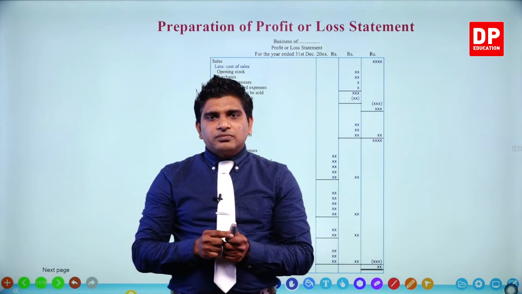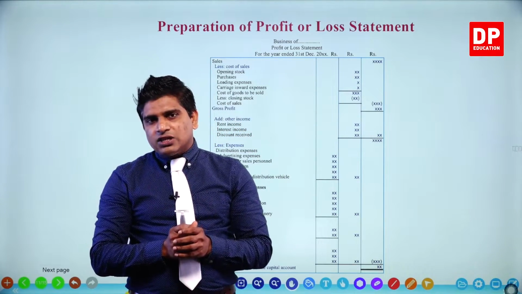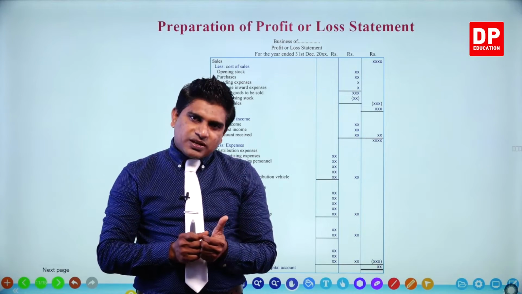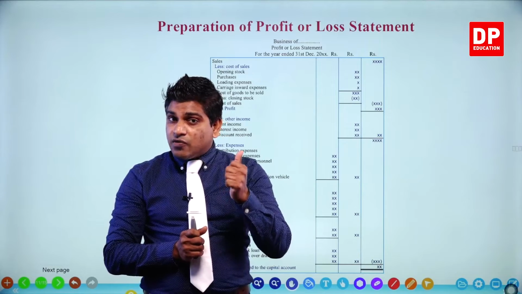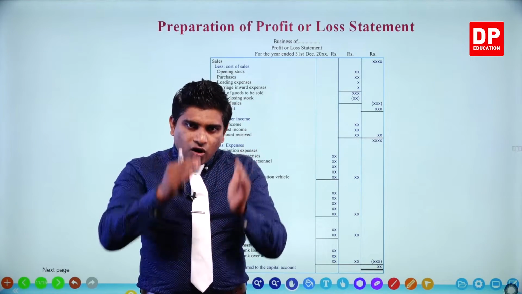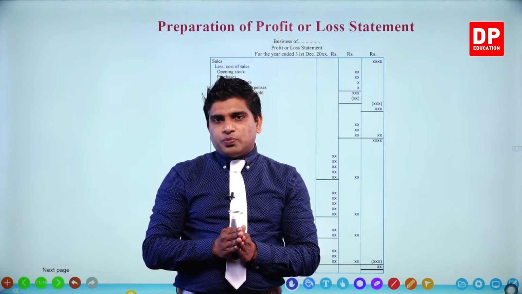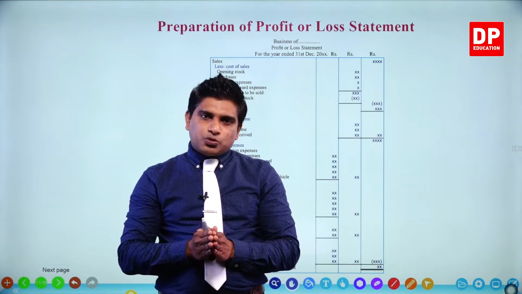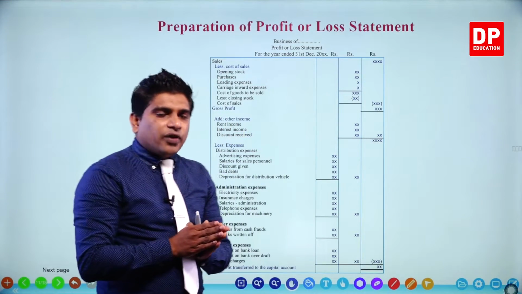But here, all the expenses we can classify into 4 main categories. One is distributing expense. The other one is administration expense. The other one is financial. The other one is other expense, right? When we draw the profit and loss statement, you must remember we have to classify all these expenses under the 4 main expense categories, right? Now, this is the summary of the profit and loss statement.